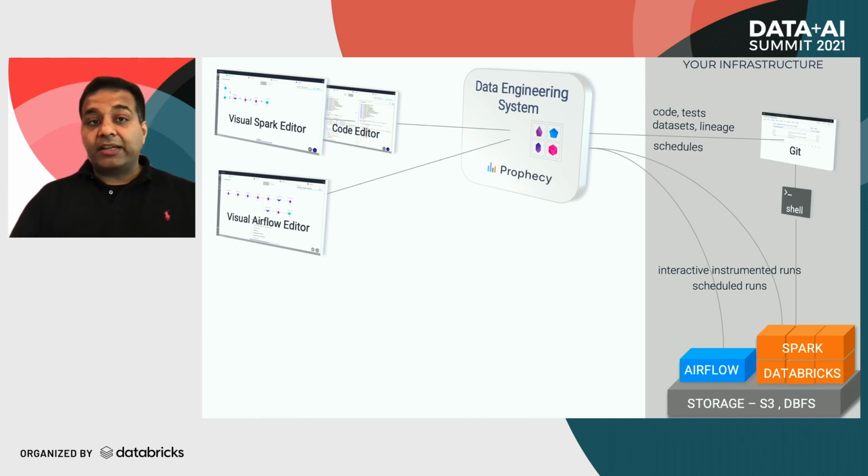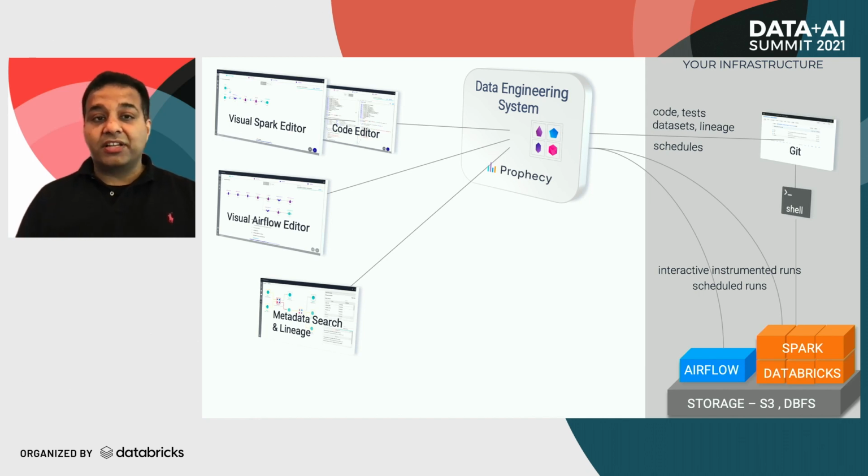The other thing we provide is that you can connect to an Airflow cluster and interactively run and see the Airflow schedule running live. You can see the logs as it moves from step to step, something you cannot do with Airflow without Prophecy. We'll show you a demo of that. Finally, we'll show you a demo of metadata search and lineage, how you can search across all the columns and datasets, and also how you can track values across your entire data engineering system.